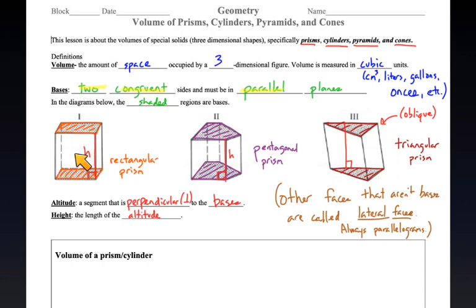We will be seeing ones like numbers 1 and 2 in this lesson. So, on to the big part of this. These would be called right prisms. This one's called an oblique prism, just as an FYI.